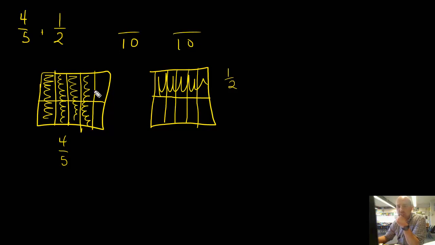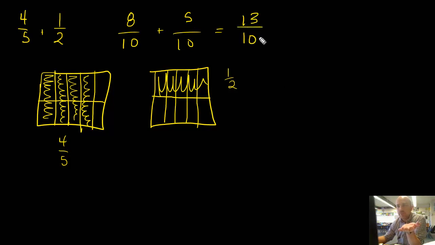And on this one, I'm too short of 10, so I have 8, right? 1, 2, 3, 4, 5, 6, 7, 8. So I have 8. And over here I have one whole row, which I know is 5. And 8 and 5 is 13. And I have 13 tenths.